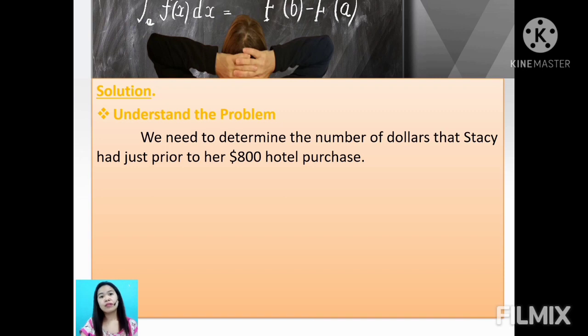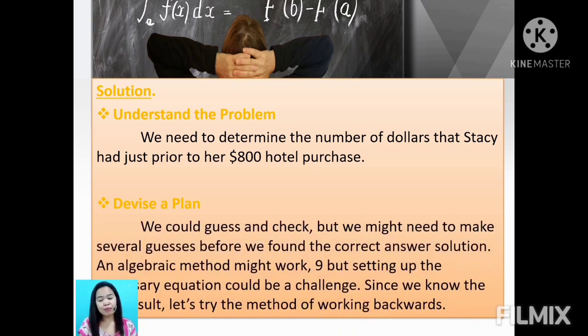So, next, after we understand the problem and what is being asked, we have to devise a plan. Now, we can guess the right answer using wild guesses, but that might take us some time. So, in this problem, we will solve it using the backward method. Since we already have a plan, all we have to do now is to carry out the plan.